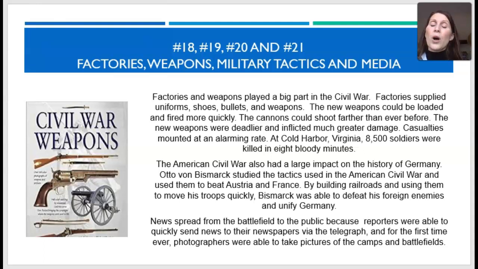The American Civil War also had a large impact on the history of Germany. Otto von Bismarck studied the tactics used in the American Civil War and used them to beat Austria and France. By building railroads and using them to move his troops quickly, Bismarck was able to defeat his foreign enemies and unify Germany. News spread from the battlefield to the public because reporters were able to quickly send news to their newspapers via the telegraph. And for the first time ever, photographers were able to take pictures of the camps and the battlefields.